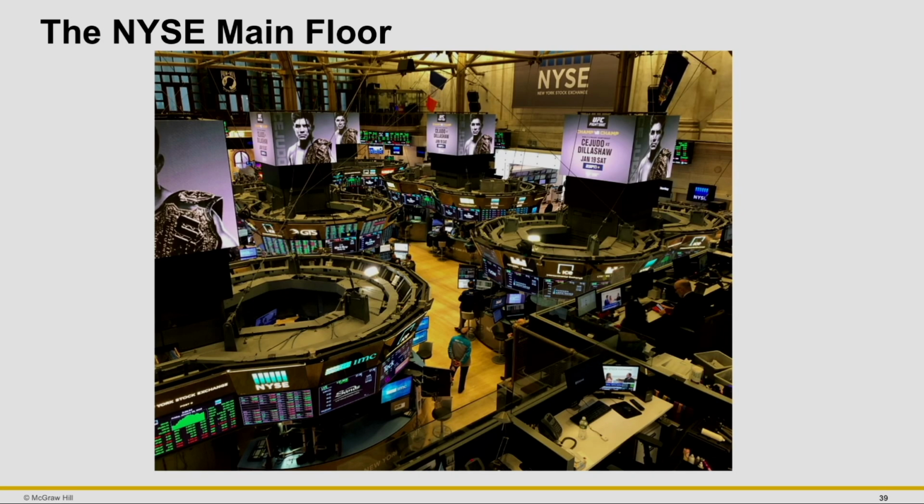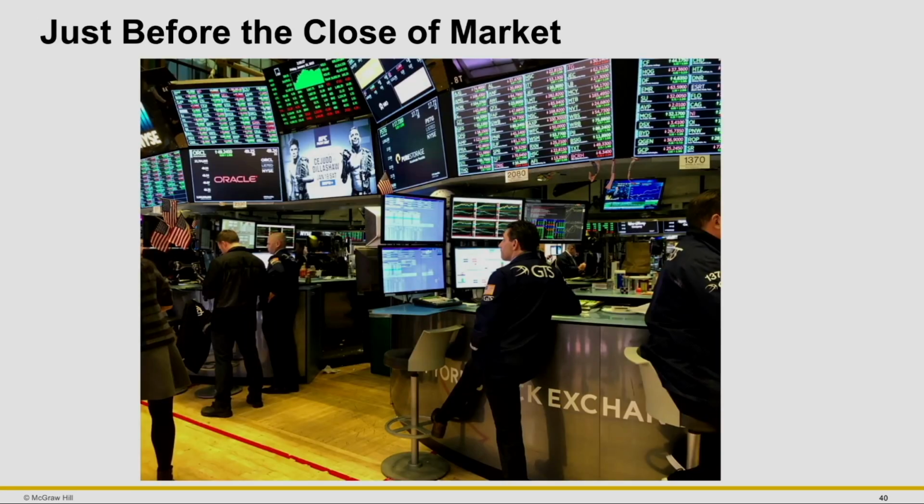And what you see are these posts. They're actually 8-sided posts that are located around the floor, and the top part is covered with display panels, and then down on the floor itself is where the DMMs are.